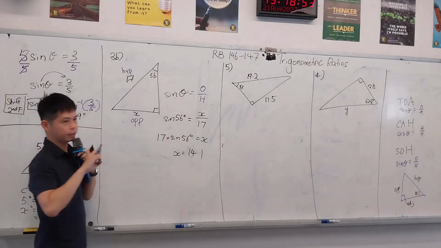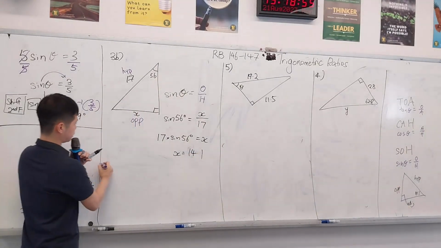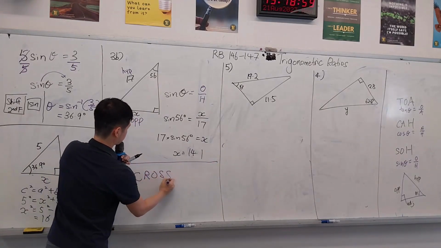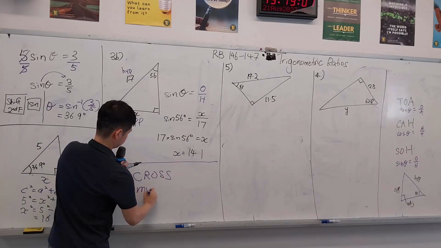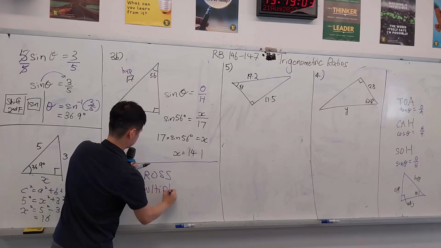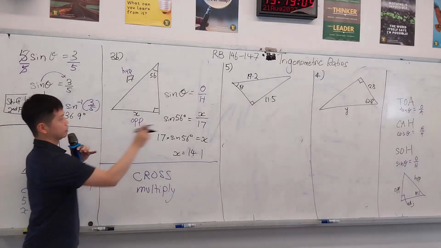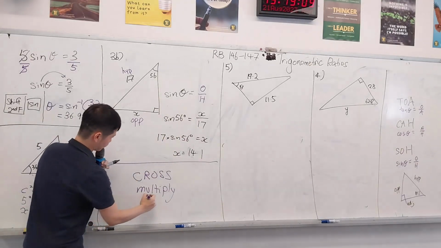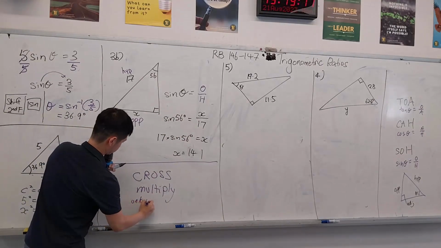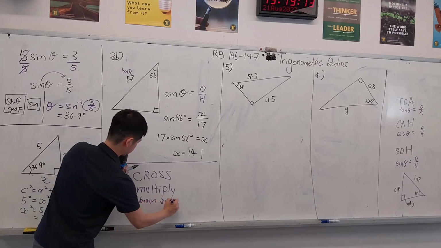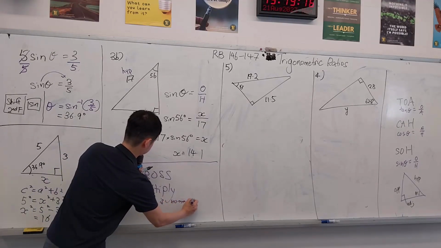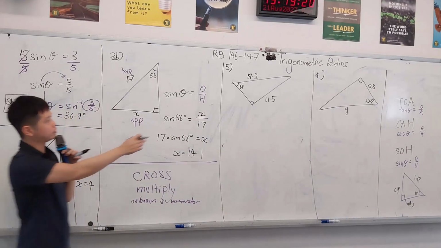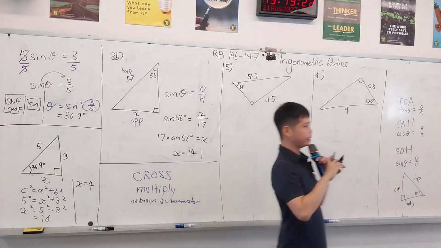14.1, like what Jaden and Nabiha are saying. Okay, now this method here is called cross multiply. For cross multiply, the unknown is at the numerator. There are only three cases. So this is the first case, whereby the unknown is the numerator. Okay, let's look at the second case.